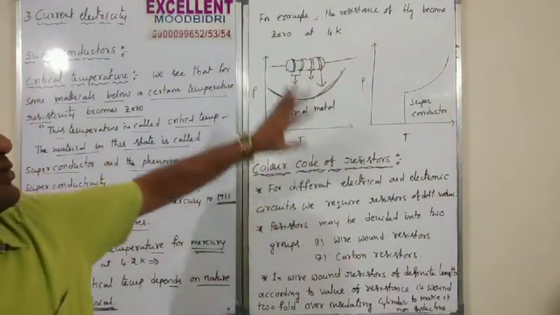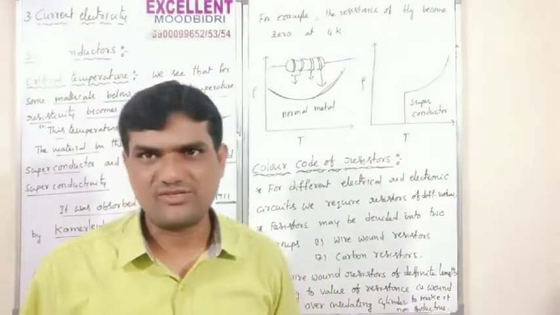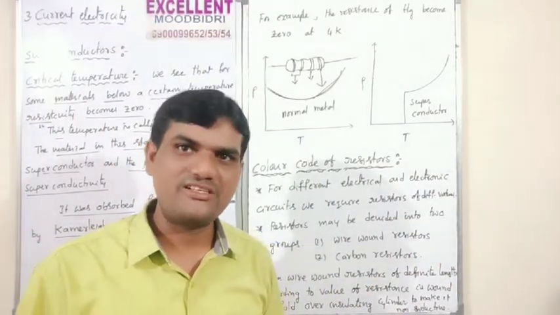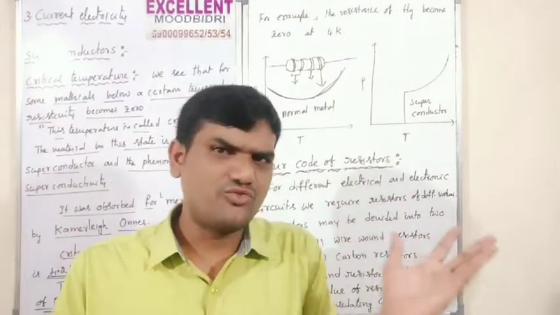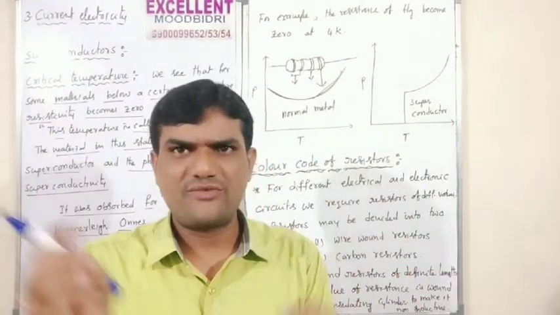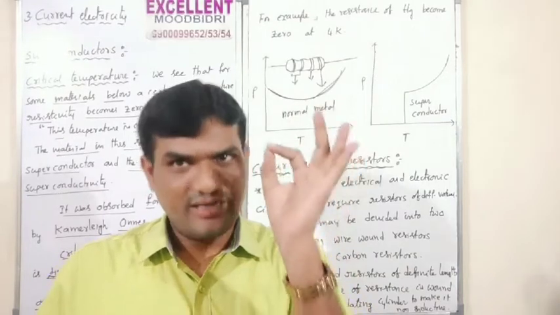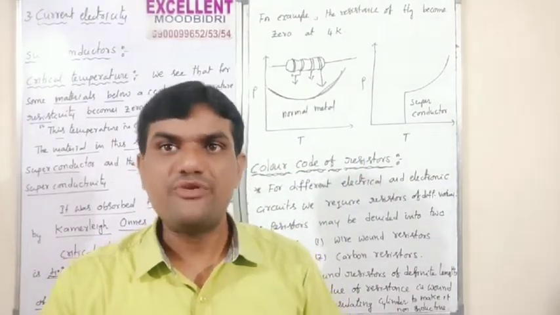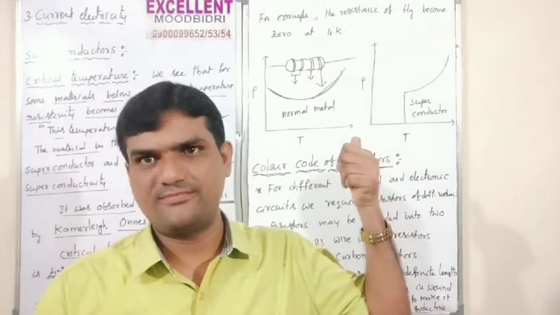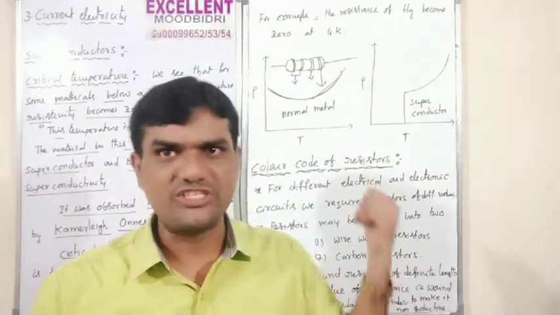These are all used in electrical appliances. Without resistors, electronic devices cannot work. So, what is compulsory? Resistors are required. The resistor value is given with the help of color codes only. Commercially, we use this.